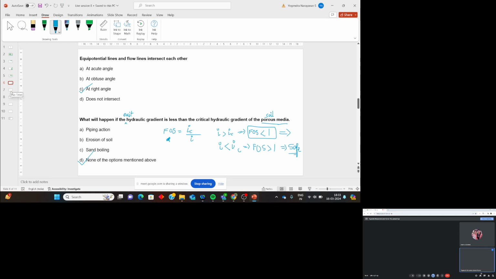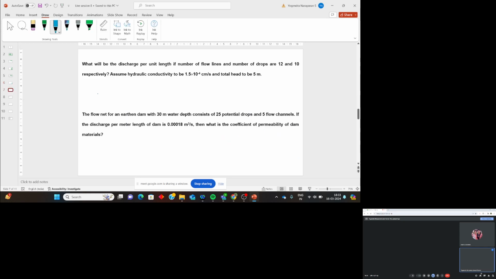Okay, let us move to the next question. This is a fairly simple question. What will be the discharge per unit length if number of flow lines and number of drops are 12 and 10 respectively? Assume hydraulic conductivity to be 1.5 into 10 power minus 4 and total head to be 5.